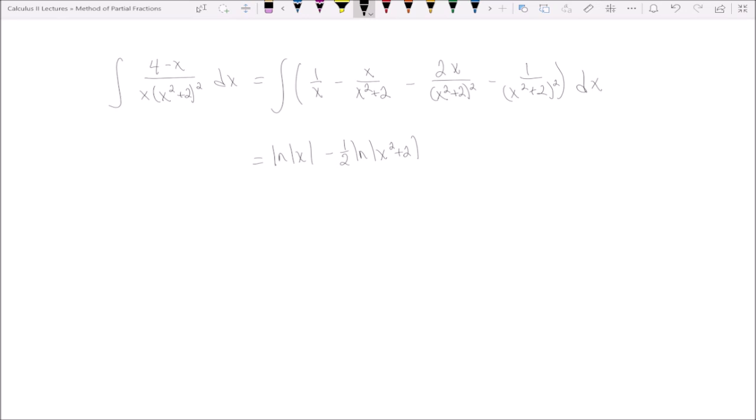Then it should be plus 1 over (x² + 2). Right? But now this final one is going to require the use of trigonometric substitution. So let's look at this piece individually.